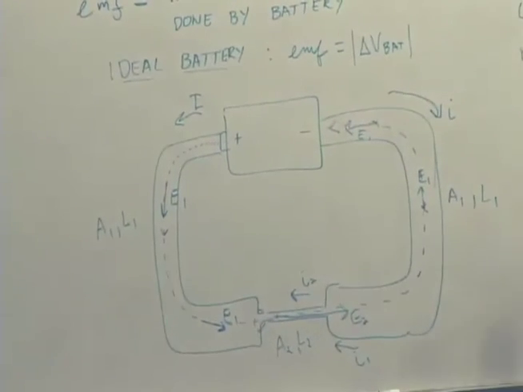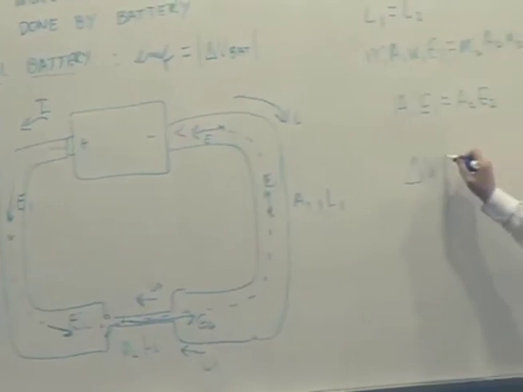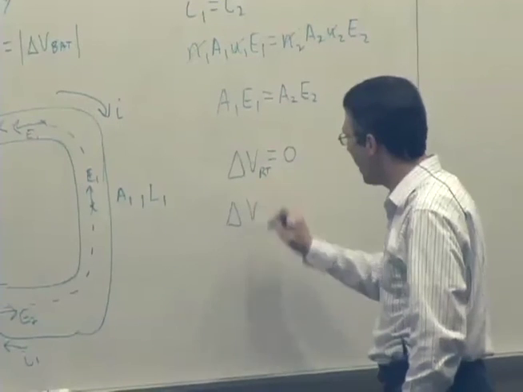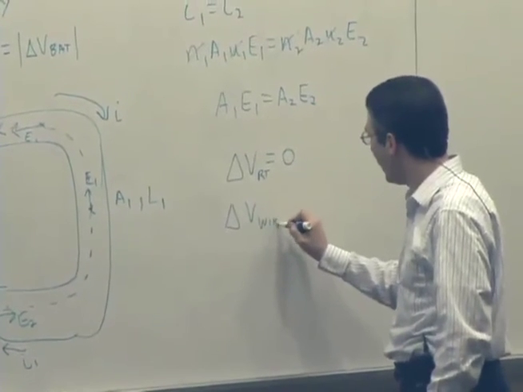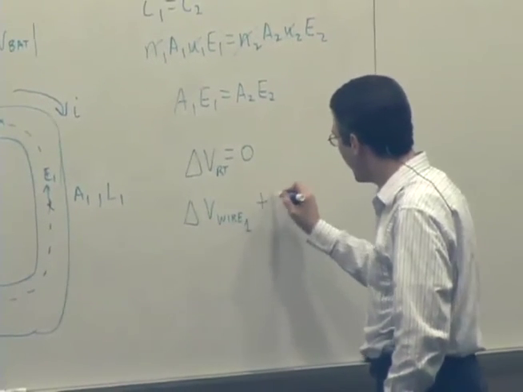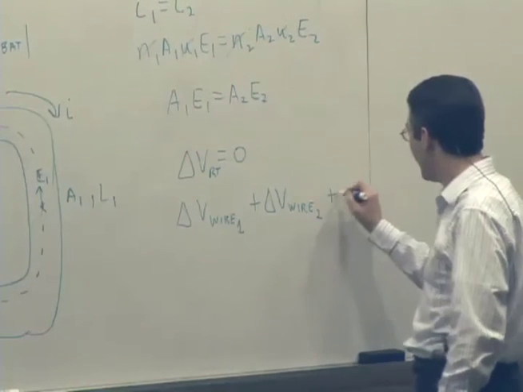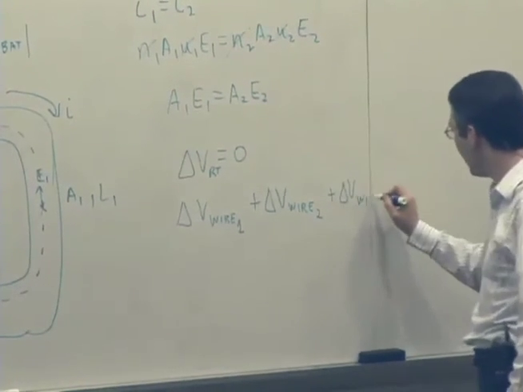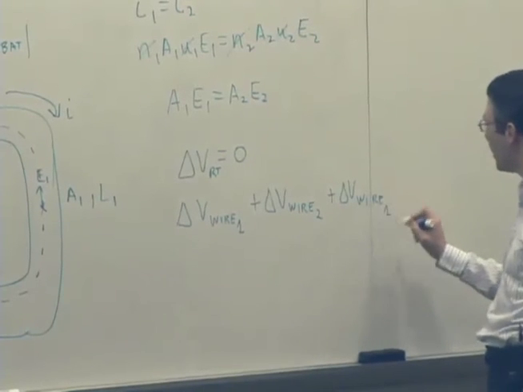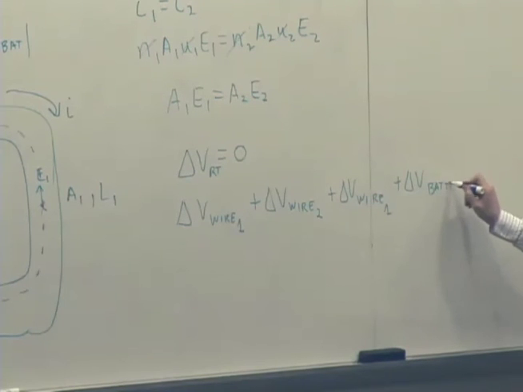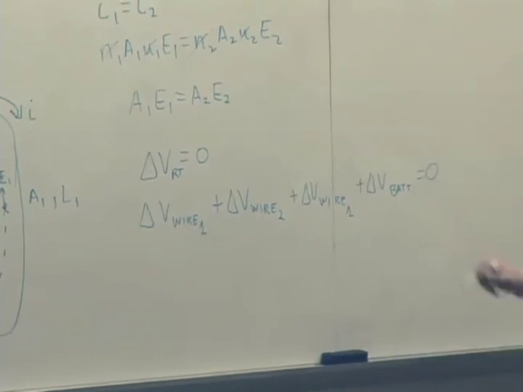And so I would have, well, let me just write it out. We have delta V round trip equal to 0. And so I'm going to have a delta V in wire 1 plus a delta V in wire 2 plus a delta V in the second wire 1, which I'll just label wire 1. It turns out to be the same. Plus a delta V in the battery is equal to 0.